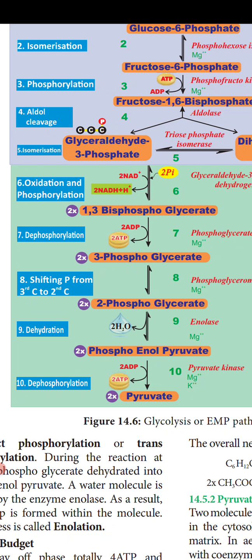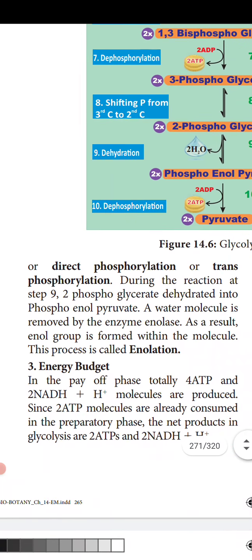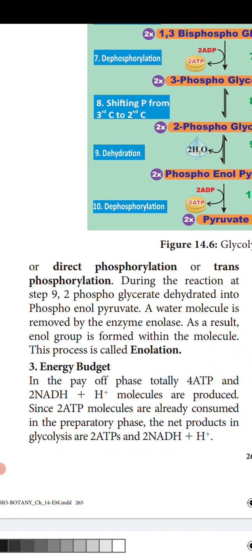Next, this 2-phosphoglycerate will lose a water molecule in the presence of the enzyme enolase and it will form phosphoenol pyruvate. Okay, this process is called enolation. Next, the phosphoenol pyruvate will again give out a phosphate to produce pyruvate in the presence of the enzyme pyruvate kinase. Okay, so here we have studied when the ATP formation is taking place from the substrate. By the breaking down of the substrate, the ATP formation is taking place. It is called substrate level phosphorylation, direct phosphorylation or trans phosphorylation.